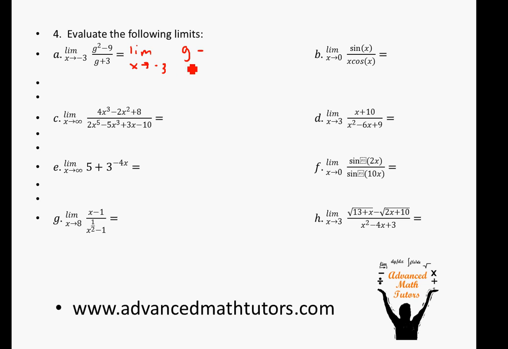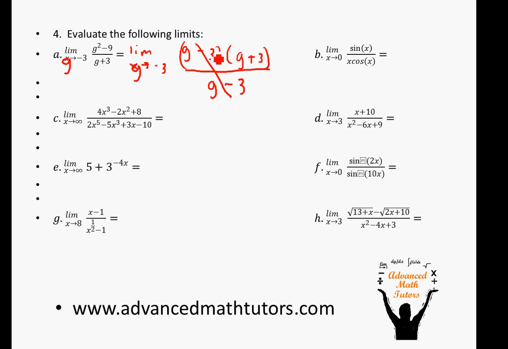The top factors, not x, this should be a g. Who's making these things? My gosh. Okay, g is going to negative 3. So we're going to have g minus 3 times g plus 3 over g minus 3. Same exact thing we started with, just factored.